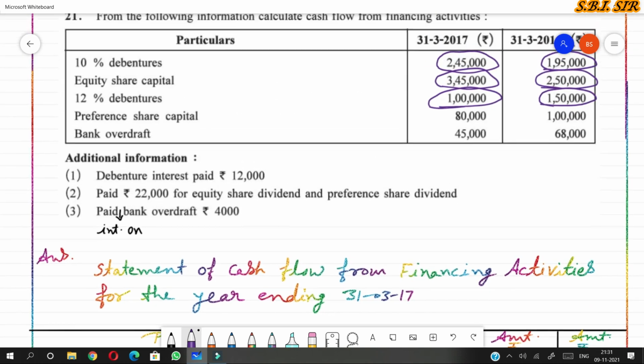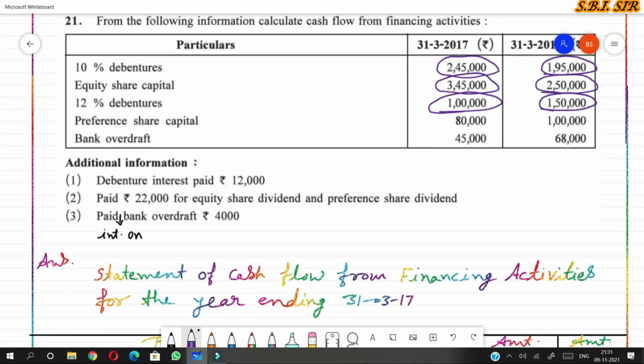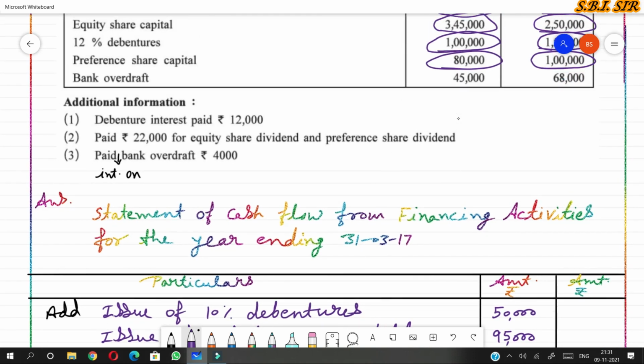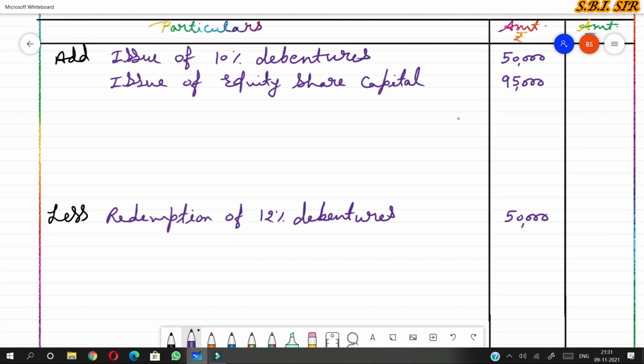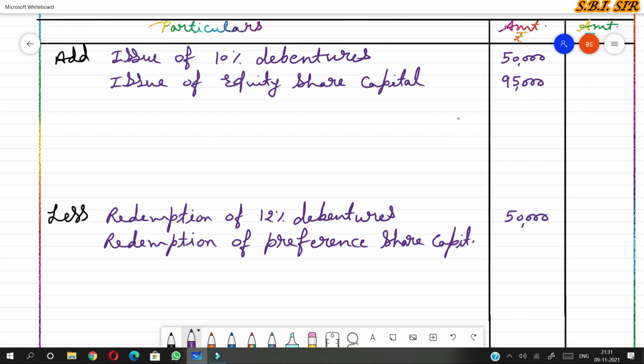Next, preference share capital, here opening balance is 1 lakh and closing balance is 80,000. So redemption is here, and due to redemption cash flow decreases, so we will deduct this value, redemption of preference share capital. Difference amount 1 lakh minus 80,000, 20,000.